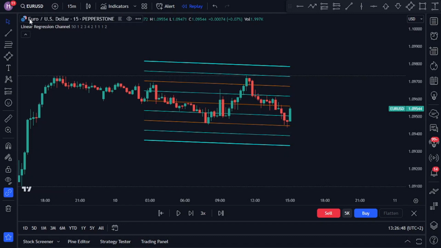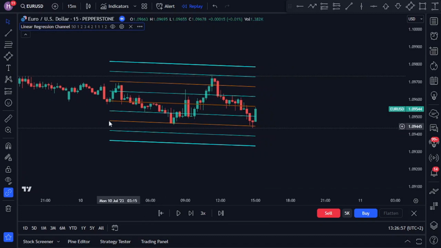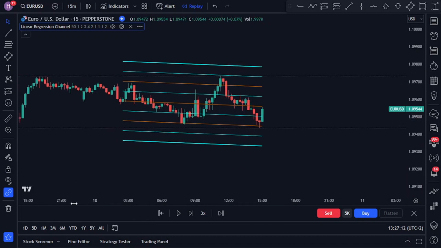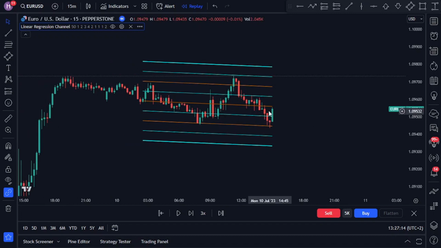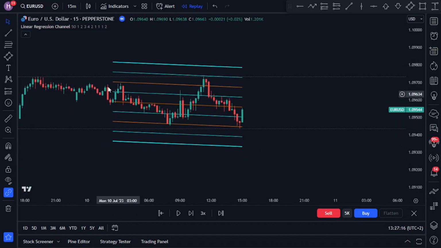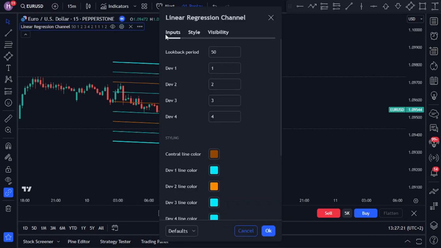Let's see the indicator in action. On the chart, we have the euro against the US dollar in the 15-minute time frame. And what you will notice after attaching the linear regression channel to your chart is that it is built using dynamic support and resistance lines. These lines represent high probability turning points in the market, so you can use these to determine your optimal trade entry and exit points. To do this, we are going to make a couple of changes under its settings.